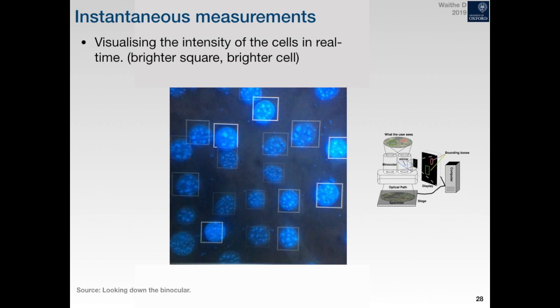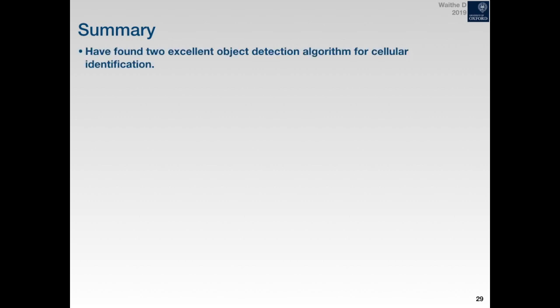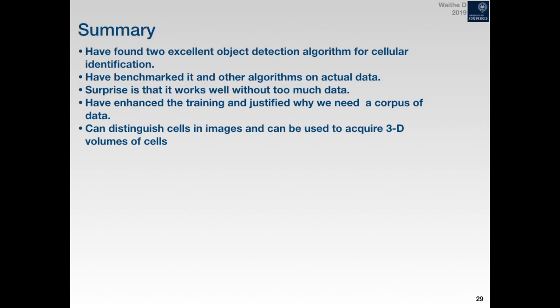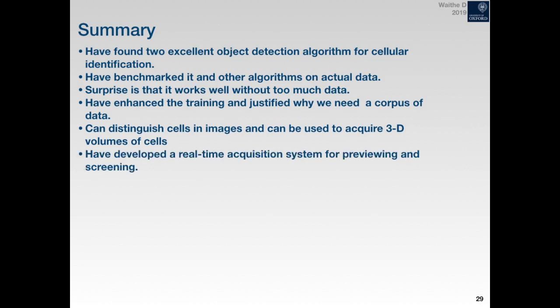I'll just finish up. So in summary, I found an excellent way of using object detection algorithms for cellular identification. We've benchmarked it against other algorithms on actual data. The surprise is that it works well without too much data. We have enhanced the training and justified why we need a corpus of data to help other people. It can distinguish cells, and images can be used to acquire 3D volumes of cells from these 2D localizations. We have developed a real-time acquisition setting system for previewing and screening, and now the next steps.